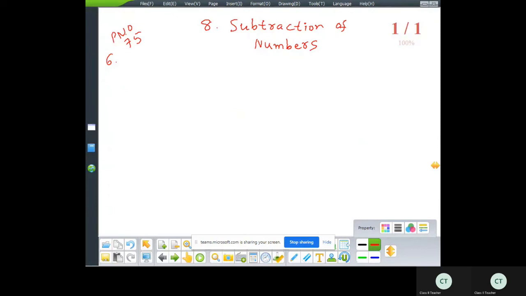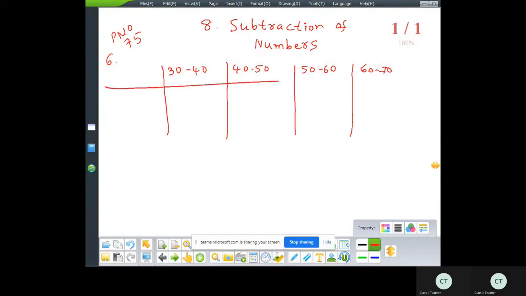Okay, dear children, now I will explain the example. That is question number 6. The range is given as 30 to 40. One more range is 40 to 50. The third range is 50 to 60. The final range is 60 to 70. Yes, the example, the 6th question. Now I will explain the example.